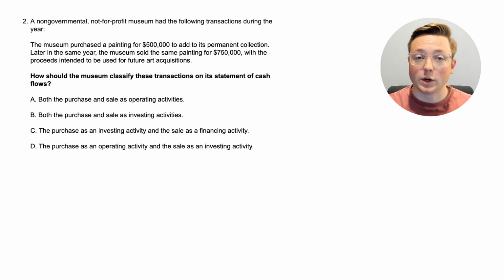All right, here we are at question 2. A non-governmental not-for-profit museum had the following transactions during the year. The museum purchased a painting for $500,000 to add to its permanent collection. Later in the same year, the museum sold the same painting for $750,000 with the proceeds intended to be used for future art acquisitions. How should the museum classify these transactions on its statement of cash flows?